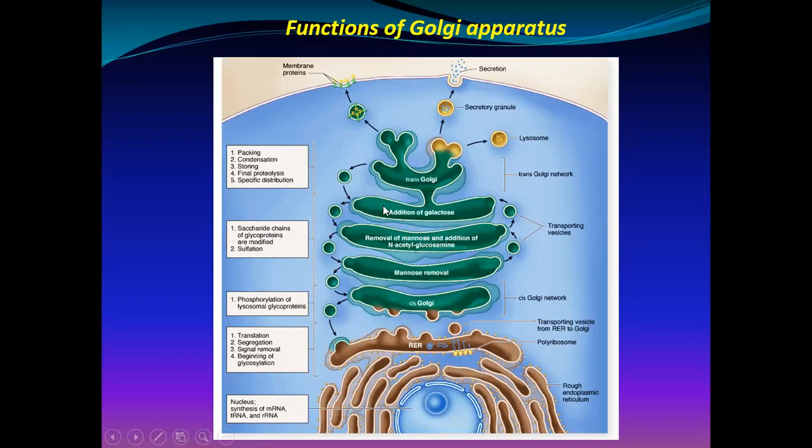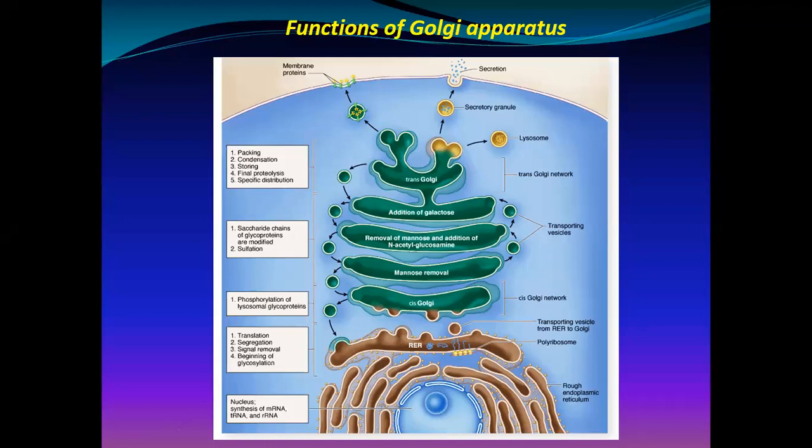At various levels, it can be removed. Some are removed at this level, some at this level, some go up to the trans Golgi, and after that some are removed. Understand? So the secretory granule will go and then secretion will take place. The green color one is membrane protein. Membrane protein will not be secreted out. This vesicle will go and join the membrane, and the green color protein will be embedded in the membrane. So you can see this process happening.